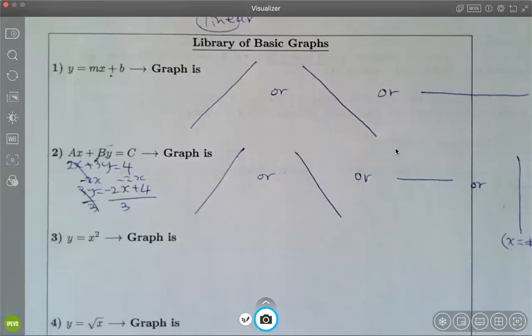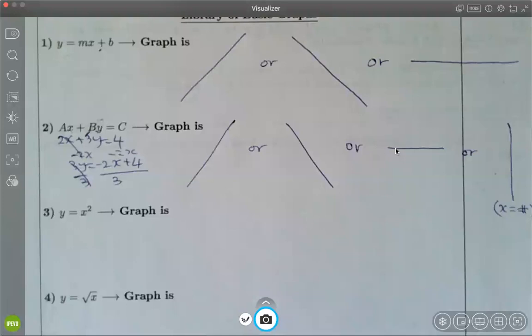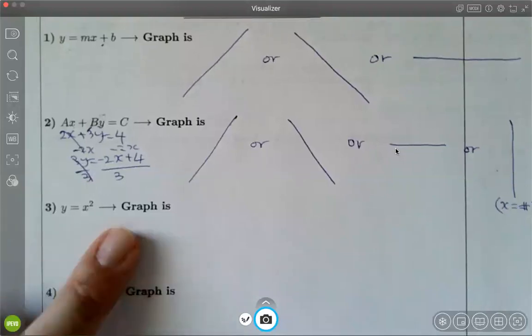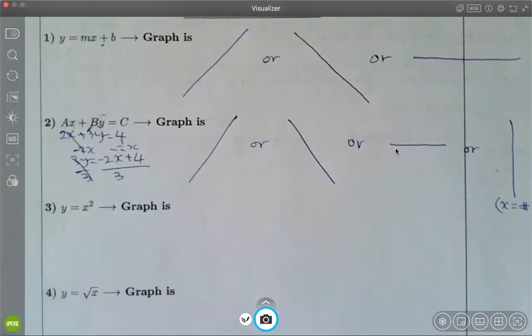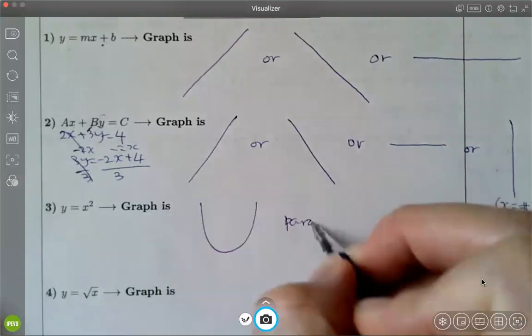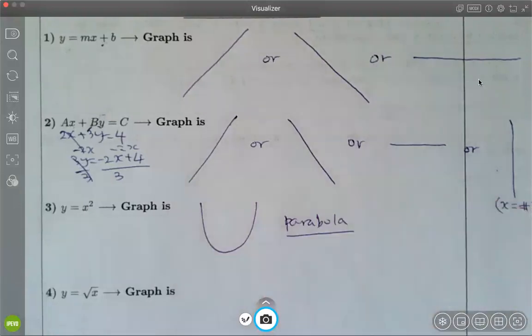And now the next one, y equals x squared. Have you seen this graph before? Y equals x squared. How does the graph look like? Right, it's the parabola. Yes. Parabola. And we will study this parabola in detail in chapter 3.